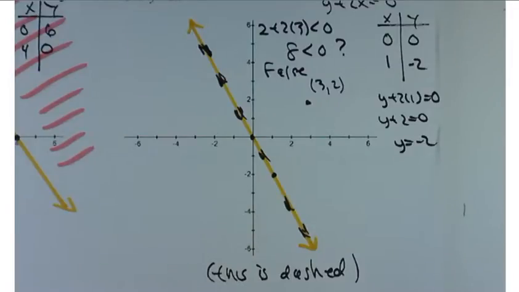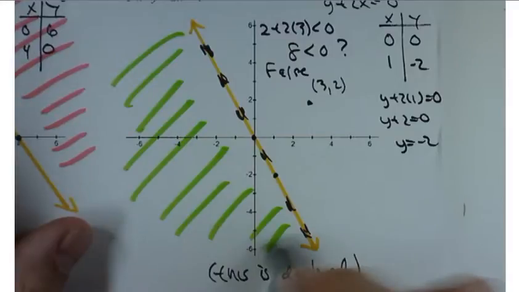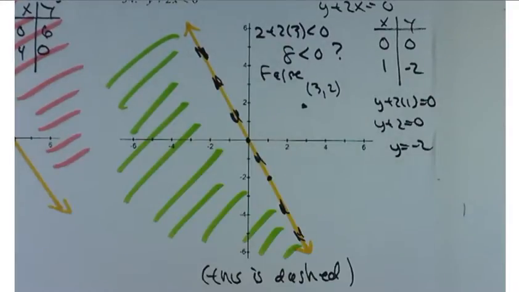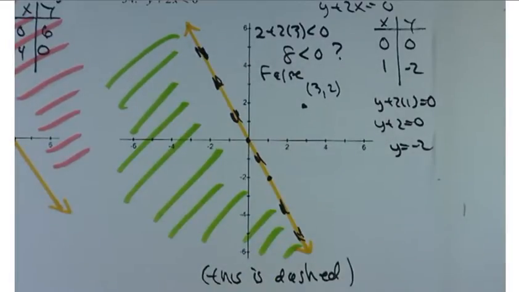Victoria, which side of the line should I shade? Good, left side, down here. So the opposite side. What would happen if I picked a point here and tested it in the inequality? How should it test out? It should test out true. Yep, should test out true.